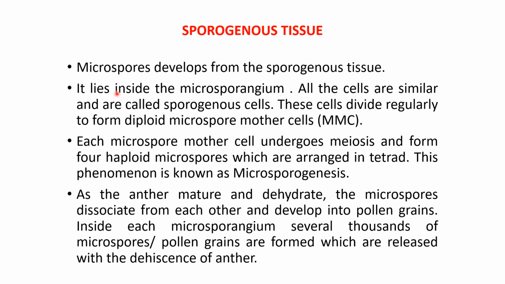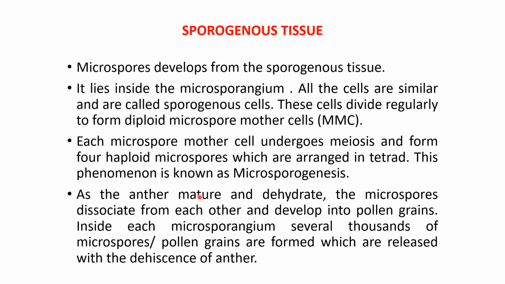Sporogenous tissue. Microspores develop from the sporogenous tissue. It lies inside the microsporangium. All the cells are similar and are called sporogenous cells. These cells divide regularly to form diploid microspore mother cells. Each microspore mother cell undergoes meiosis and forms four haploid microspores which are arranged in a tetrad. This phenomenon is known as microsporogenesis.